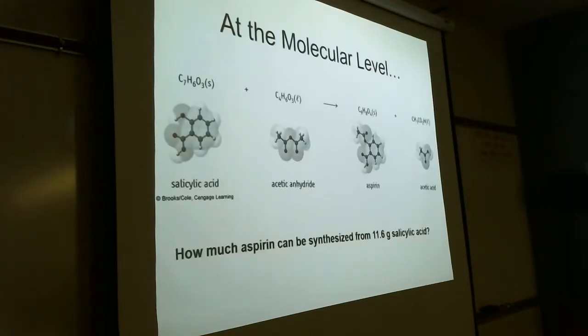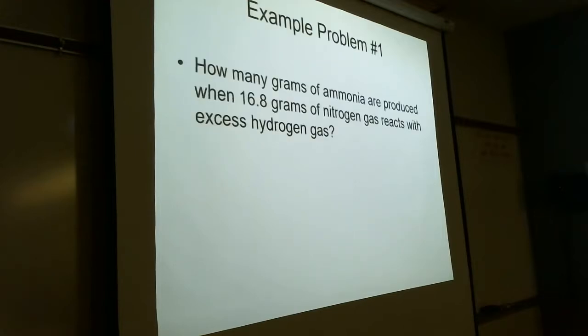Okay, so this is an experiment that you'll do if you take elementary organic chem with me. We'll do this experiment in lab. We'll actually synthesize aspirin from salicylic acid and acetic anhydride. So for instance, if I said, I have 11.6 grams of salicylic acid and an unlimited amount of acetic anhydride, how much aspirin could I make? That's a question that stoichiometry can answer. So let's go through this one together.